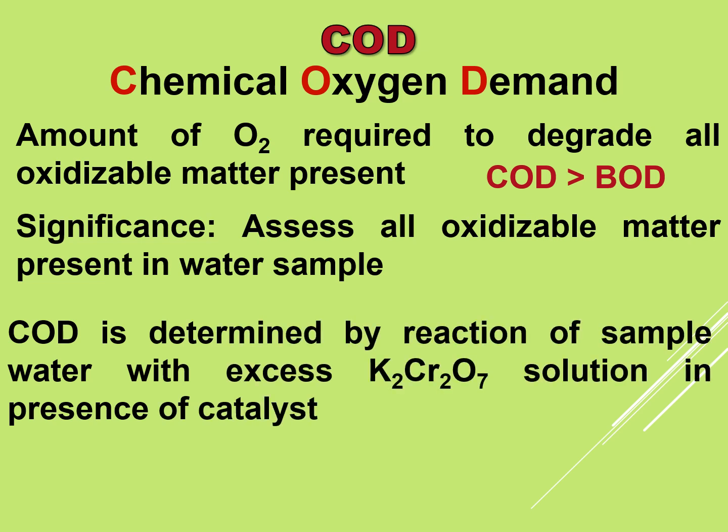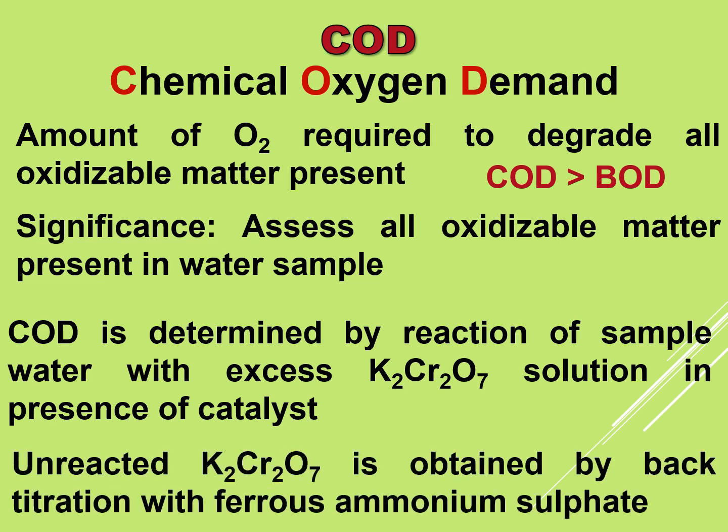COD is determined by reaction of sample water with excess potassium dichromate solution in the presence of a catalyst. So what we are doing here is we are adding an oxidizing agent to water. Okay, the oxidizing agent is potassium dichromate. In fact, it is acidified potassium dichromate. We are using a catalyst also, silver sulfate can be used as a catalyst. So what we do is we boil the water with this potassium dichromate, and the unreacted potassium dichromate is obtained by titration with ferrous ammonium sulfate.